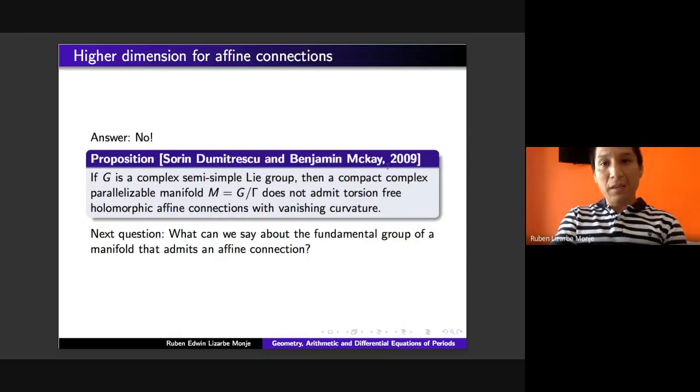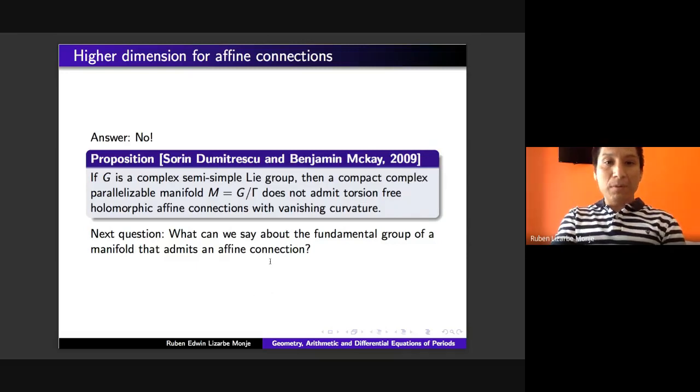Dumitrescu and Benjamin McKay in 2009 show that if G is a complex semi-simple Lie algebra, a compact complex parallelizable manifold, the quotient of G by a lattice, does not admit a torsion-free holomorphic affine connection with vanishing curvature, so it does not admit an affine structure. That manifold always admits an affine connection. So this question is not true in general.